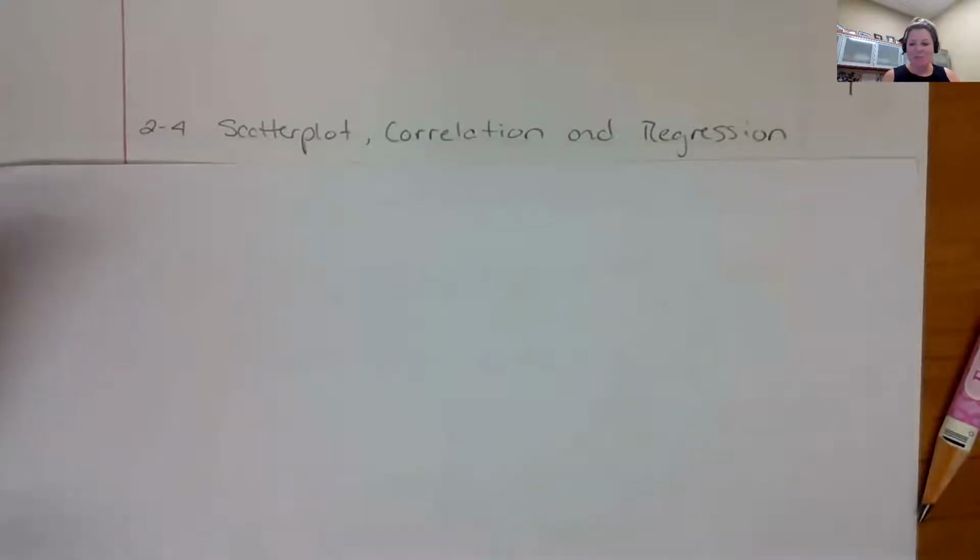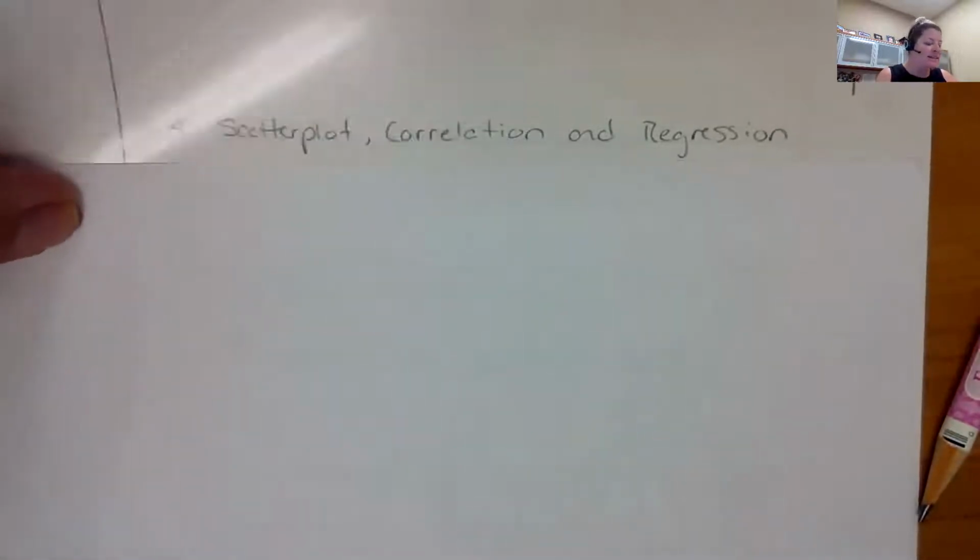Class, this video is going to help with 2.4, which is scatter plots. We actually cover more and more about correlation and regression and calculating regression lines towards the end of class, so the end of the semester. But what is a scatter plot?